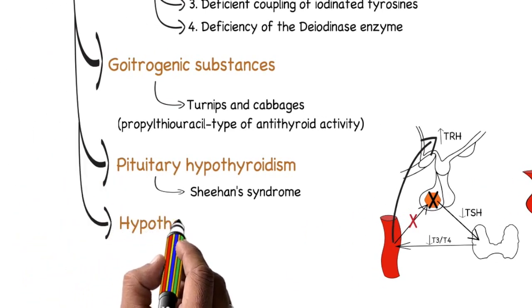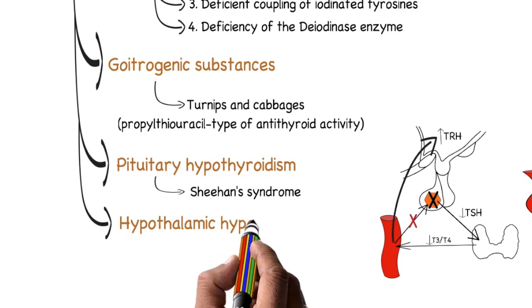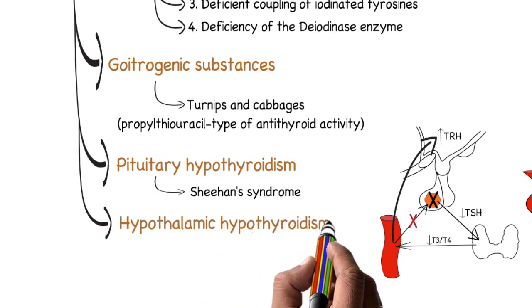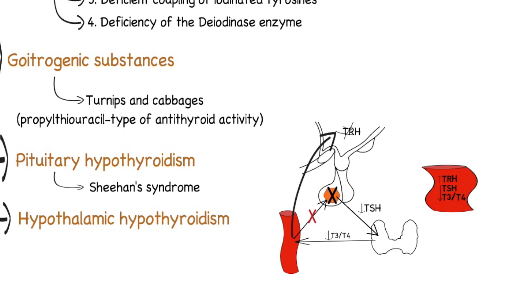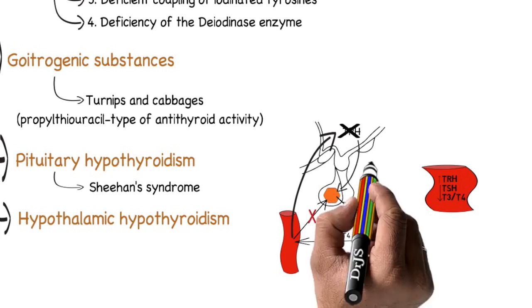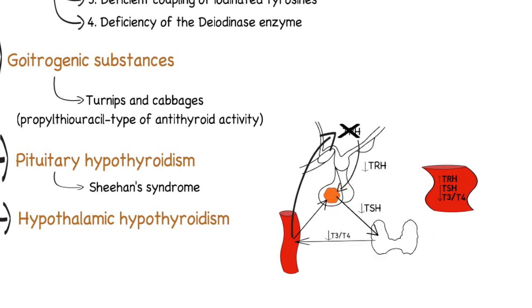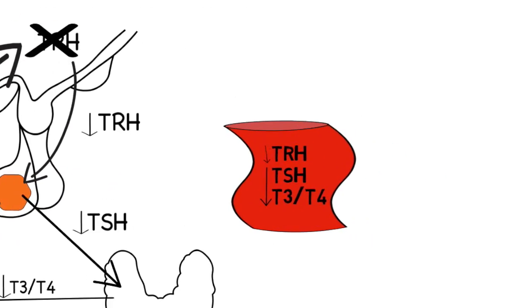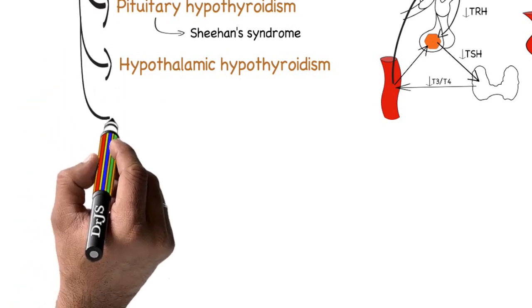Hypothalamic hypothyroidism. Due to some pathology, the hypothalamus becomes hypofunctional. This leads to decreased production of TRH, TSH, and eventually decreased production of T3 and T4.